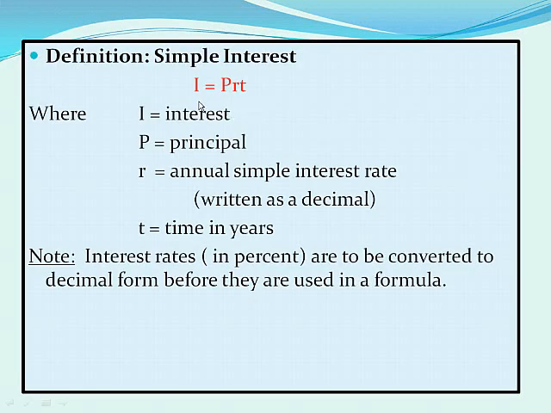This is how we calculate the simple interest. I stands for the interest, P is the principal, R is the rate, T is the time. The annual simple interest rate is usually given as a percentage, but when we use it in the formula, we need to convert it to a decimal, like 6% is the same as 0.06. Also notice that the time is in years.